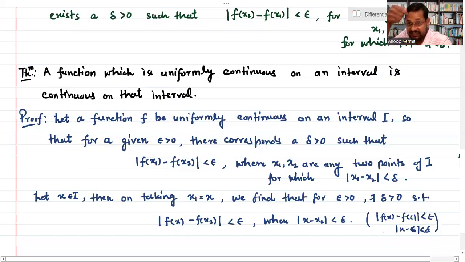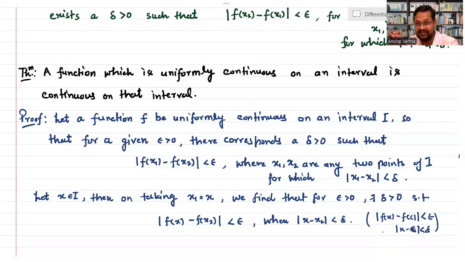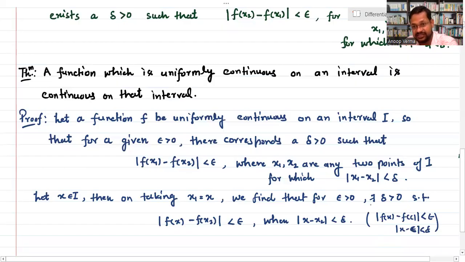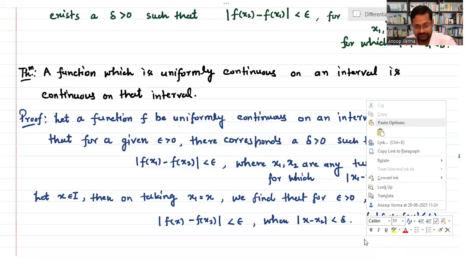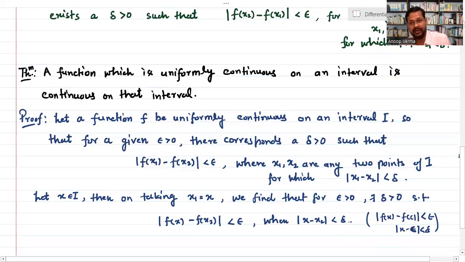But x2 is an arbitrary point, so it will be moving throughout the interval. It means this condition will be true for all these x2, all the points from this interval. It means the function is continuous throughout the interval, and at each and every point of the interval it is continuous, so you can easily say it is continuous in this interval I.